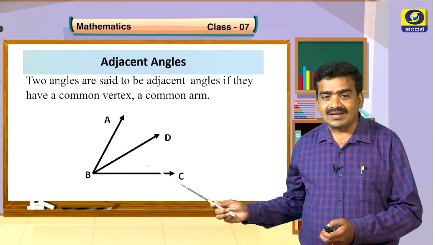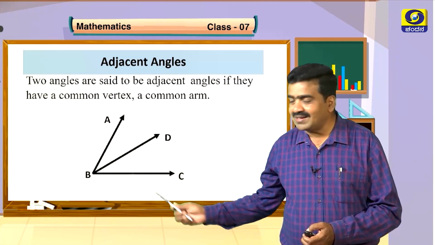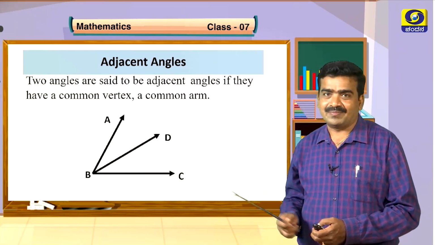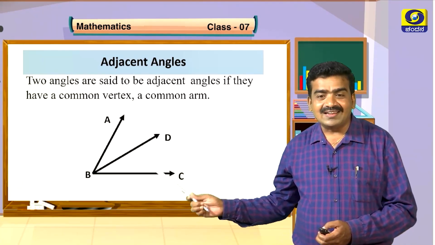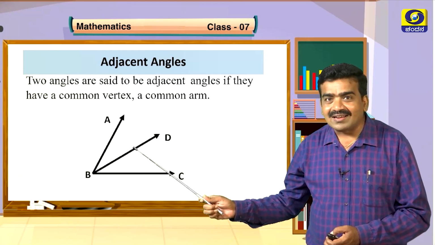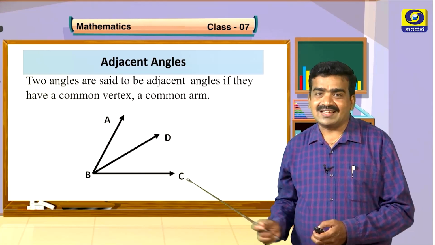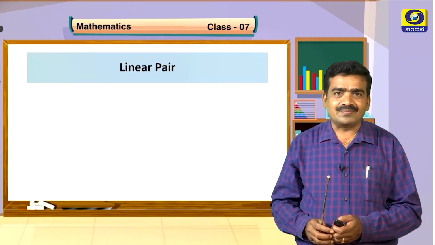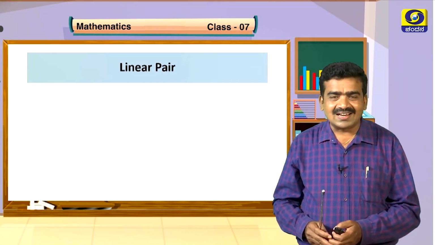In this example, B is the common vertex and BD is called the common arm. Angle ABD and angle DBC are called adjacent angles. And also you have learnt about linear pair. Can you tell me the meaning of linear pair? Yes, you are exactly correct.